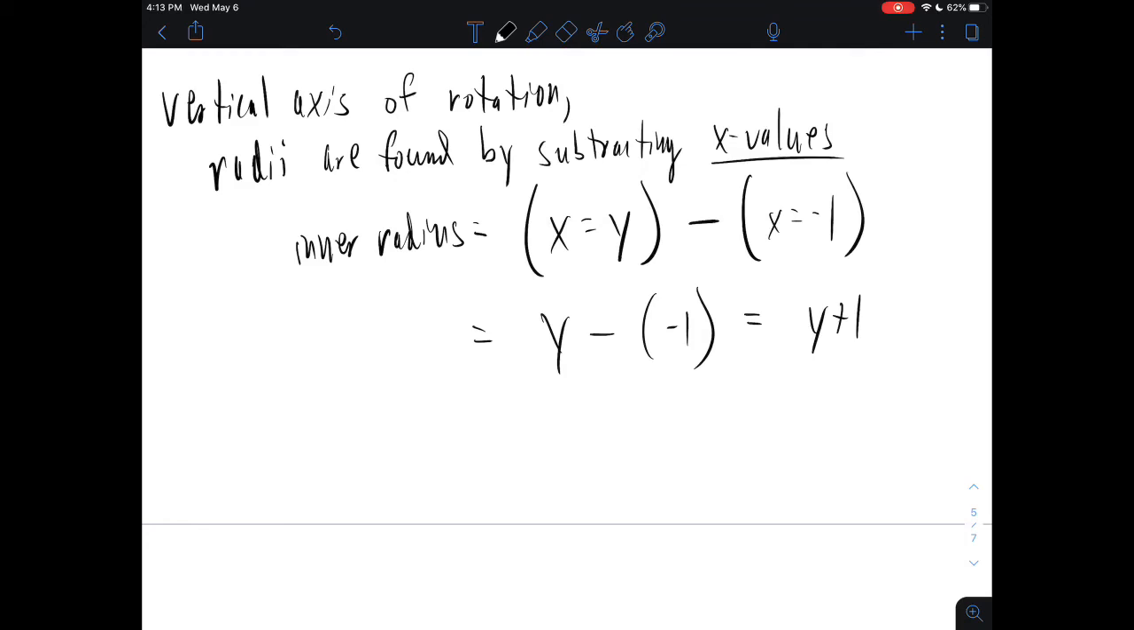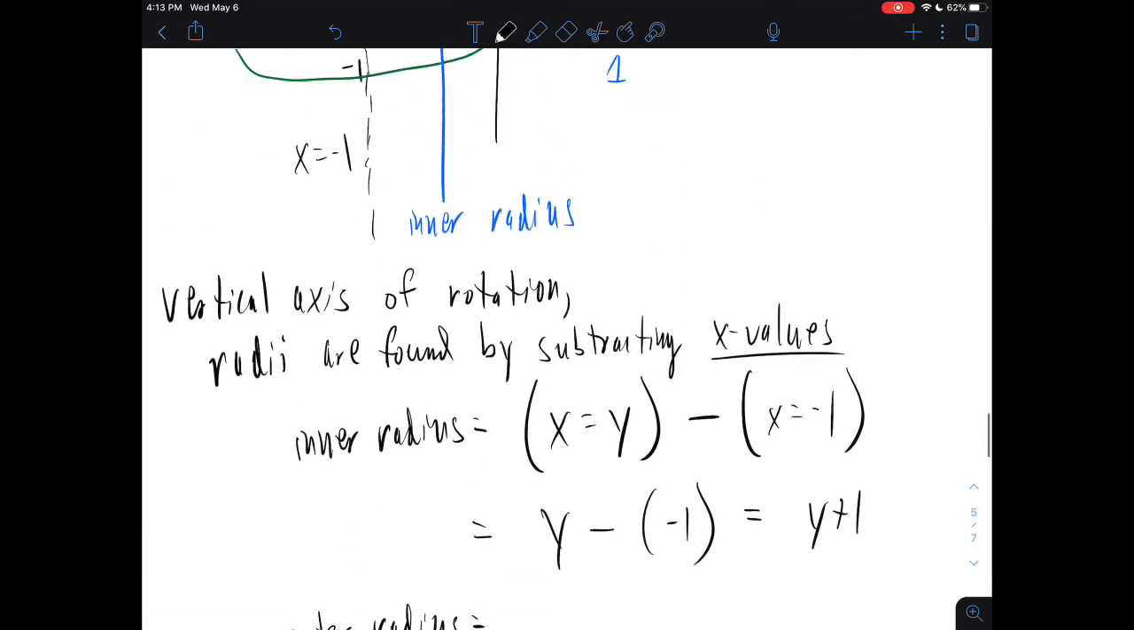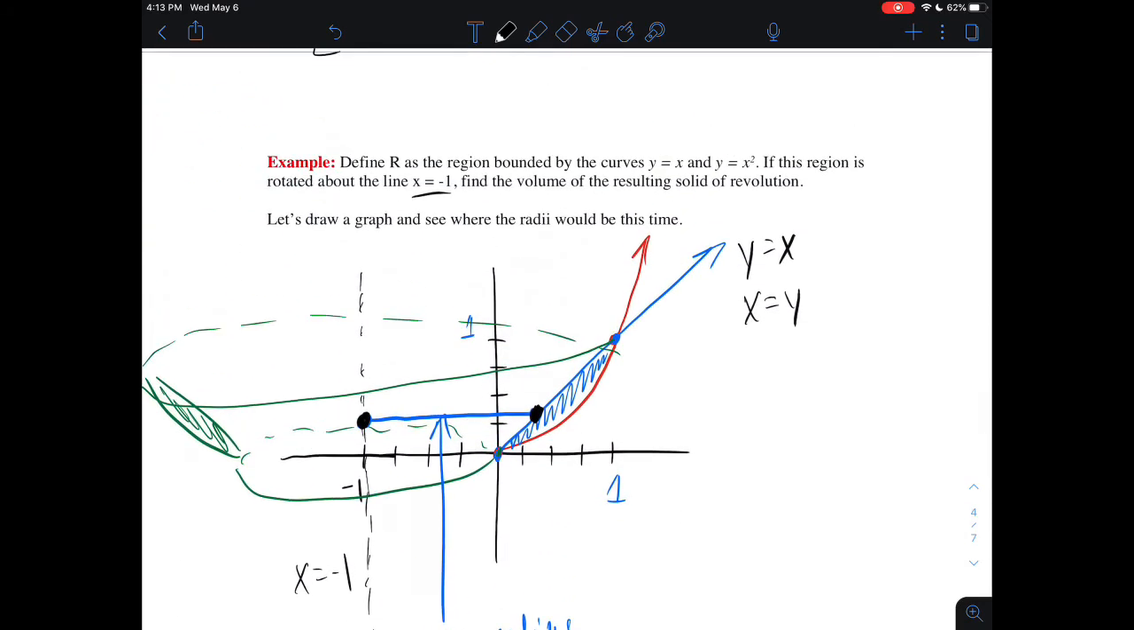So now how about for the outer radius? That's coming from the parabola, because that's furthest from the axis of rotation. So it would be some point out here on the parabola, and the distance it is from the axis of rotation. The parabola has equation y equal x squared. But we can get x's values from that by just taking the square root. Square root of y is equal to x. And notice that that's going to be true for x values that are in this region here, where x is just somewhere between 0 and 1.